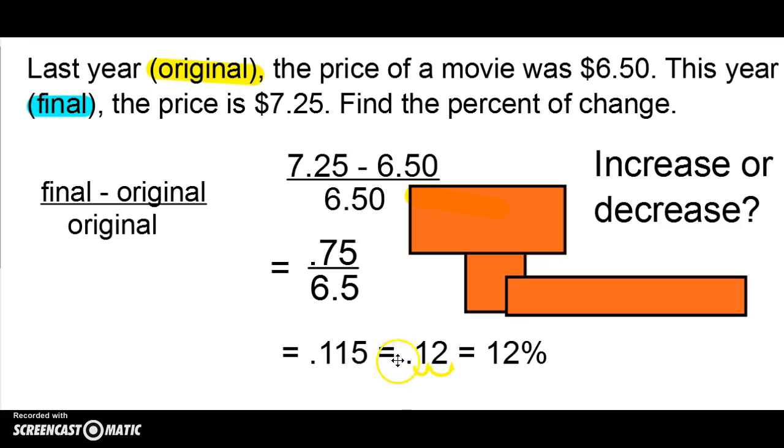I think if I remember right, there was a lot more after that, and I just rounded. But to show you that, you look at that 5, round the 1 up to a 2, move the decimal 2 places, and now you have 12%. So you would say the ticket price went up 12%. So you would say that 75 cents is how much it went up, but the percent compared to the original is 12%.